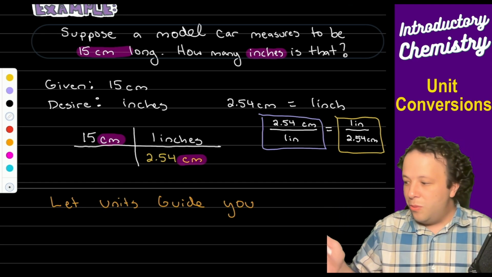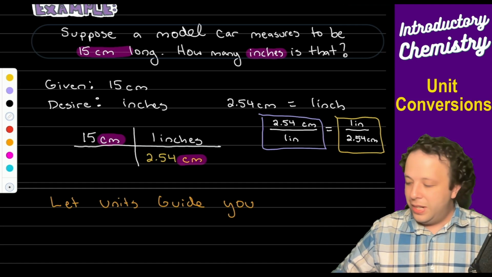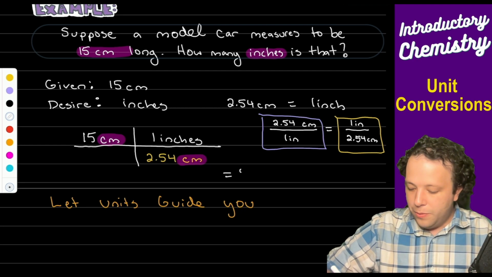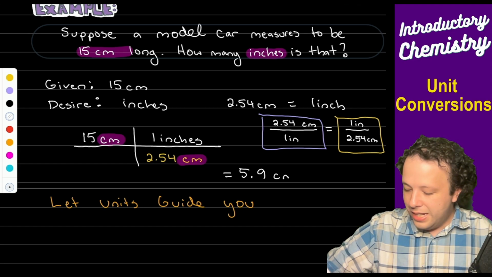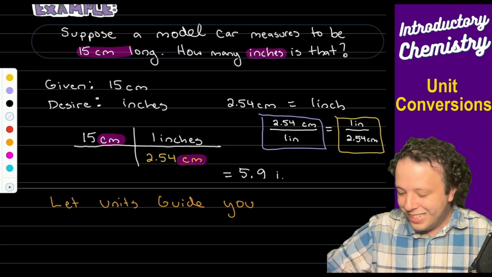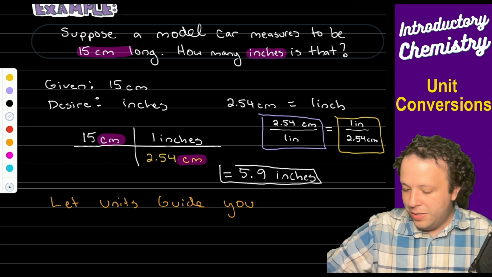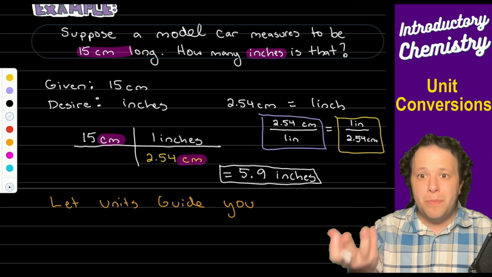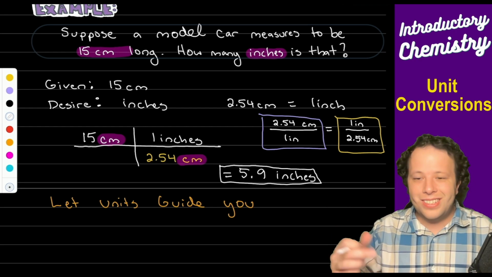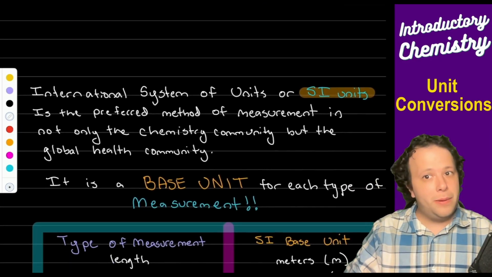So we can go through and calculate that. When we do the math for that, we can see 15 divided by 2.54, and we will get 5.9 centimeters as our final answer. Or sorry, not 5.9 centimeters, 5.9 inches as our final answer. Okay, we'll box that off. And that's how you go through a basic conversion. Let's look further into this. Let's try to understand how these conversions come about.